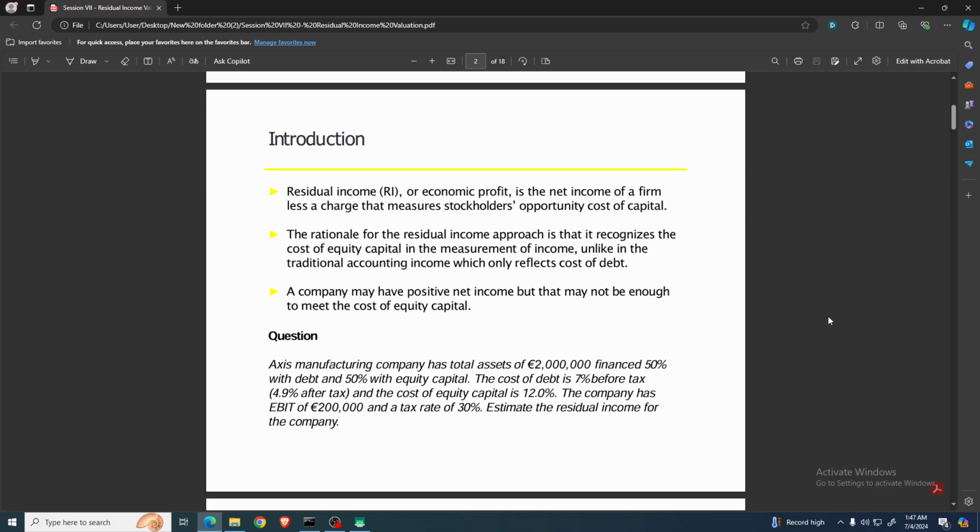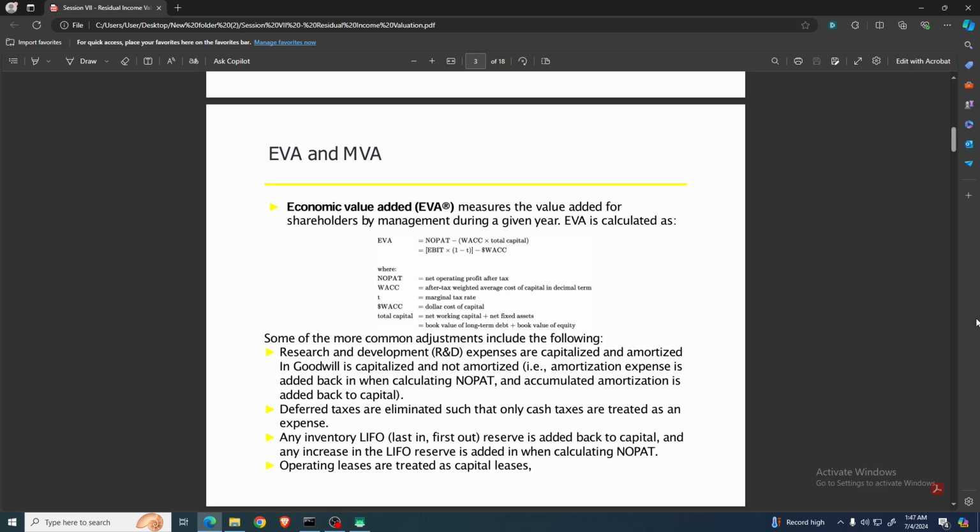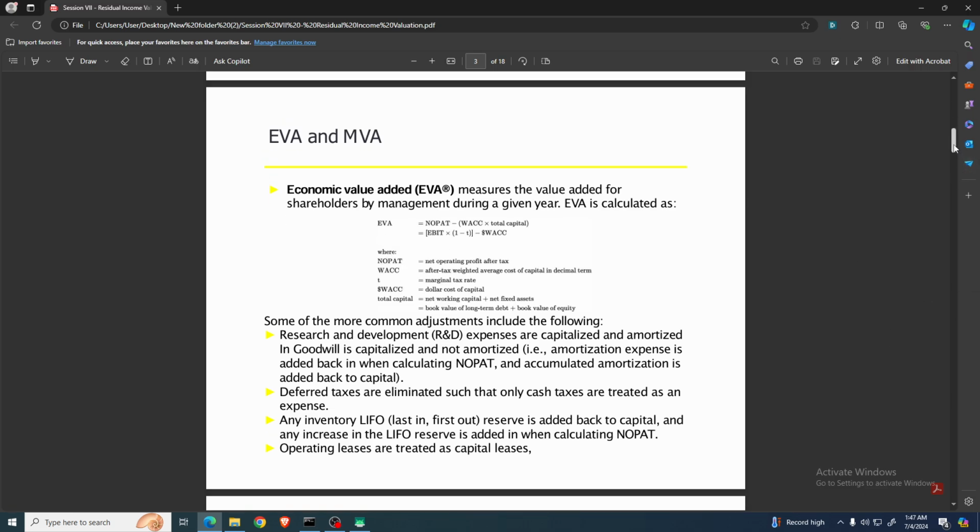So always try to focus on how to interpret a certain value like we just did for this residual income calculation. And we come to a couple of important points under the residual income theory, which are EVA and MVA, economic value added and market value added. So economic value added, or EVA, is a performance measure that calculates the value created for shareholders by management's actions during a given period. So EVA goes beyond traditional accounting metrics by incorporating the cost of capital into the evaluation of a company's financial performance.